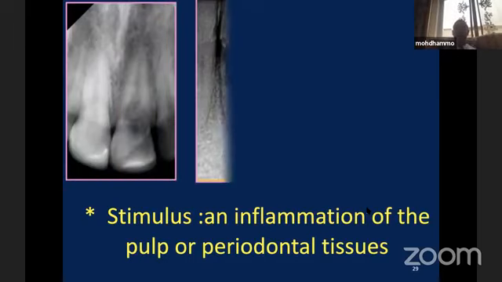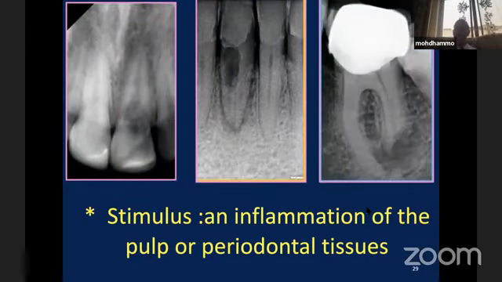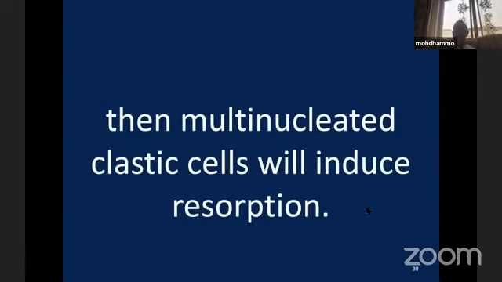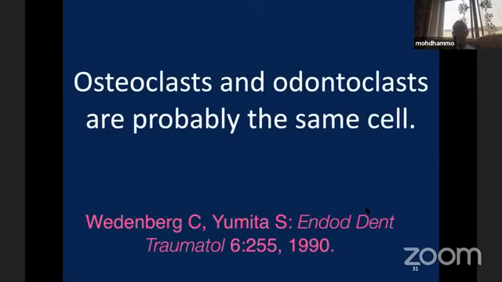So here we have resorption, and this resorption occurred due to, first, loss or alteration of the protective layer, pre-dentine and pre-cementum. Second, we have an inflammation or infection in the pulp or periodontal tissues. When this alteration happens in these layers, the clastic cells, which are multinucleated, will induce resorption.